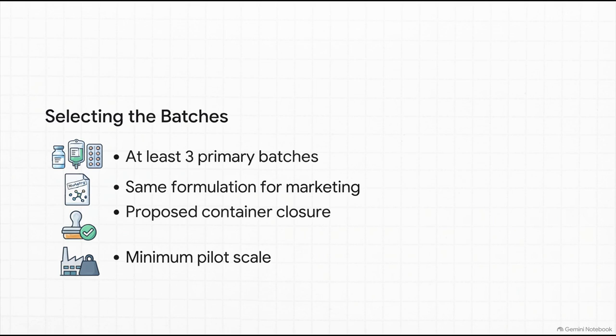Now, you can't just test a tiny idealized lab sample and call it a day. Regulators demand hard proof that what you test is exactly what you intend to sell. You need at least 3 primary batches. They have to use the exact formulation proposed for marketing, be sealed in the exact proposed container, and be manufactured to at least a pilot scale, which simulates mass production. This matters immensely because the manufacturing process and the packaging itself can drastically affect how long a drug actually remains stable.